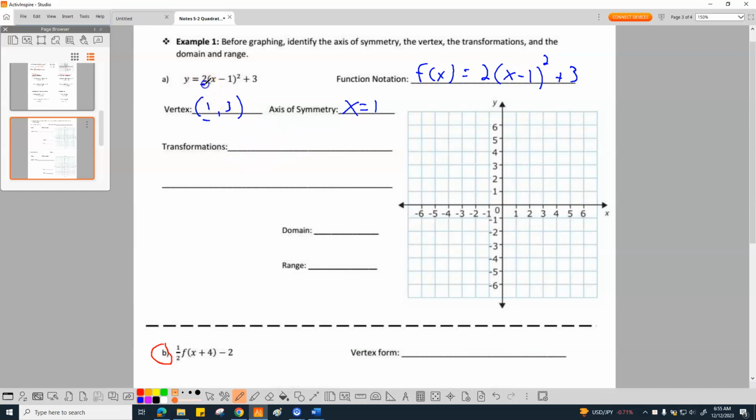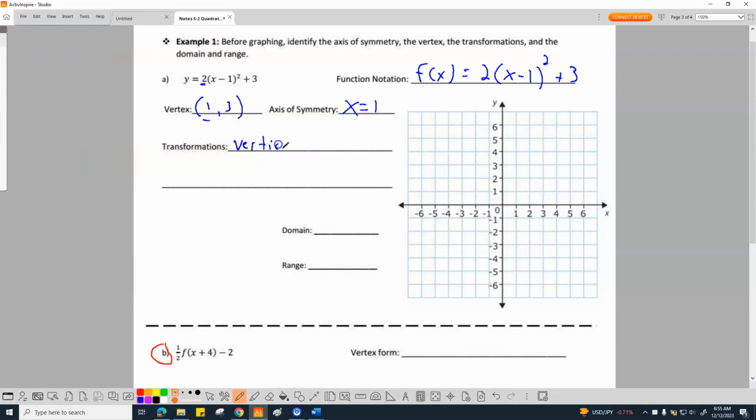We know right here, this is going to be a 2, so based on it being a big number, we know that's going to be a vertical stretch. So let's say vertical stretch, factor of 2. So like you just put the number there, meaning it stretches by a factor of 2 or it compresses by a factor of 1/2, etc.